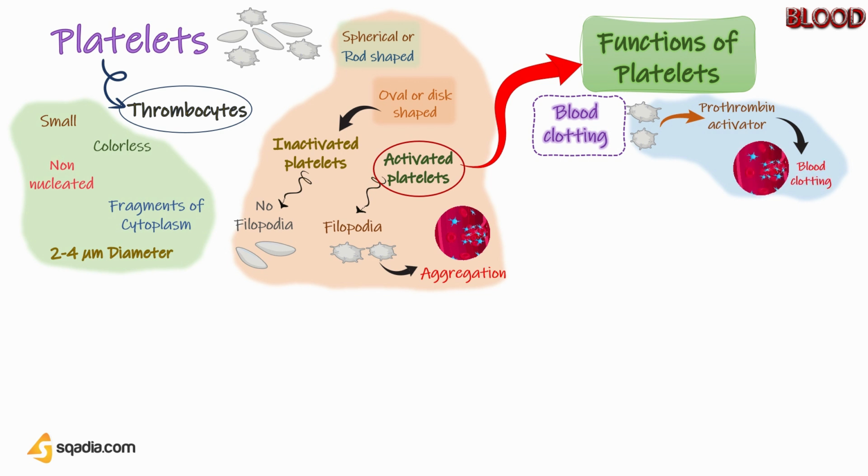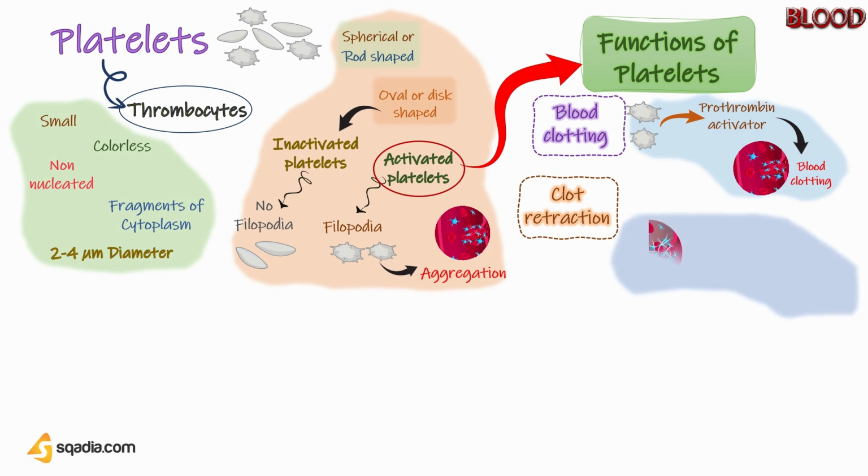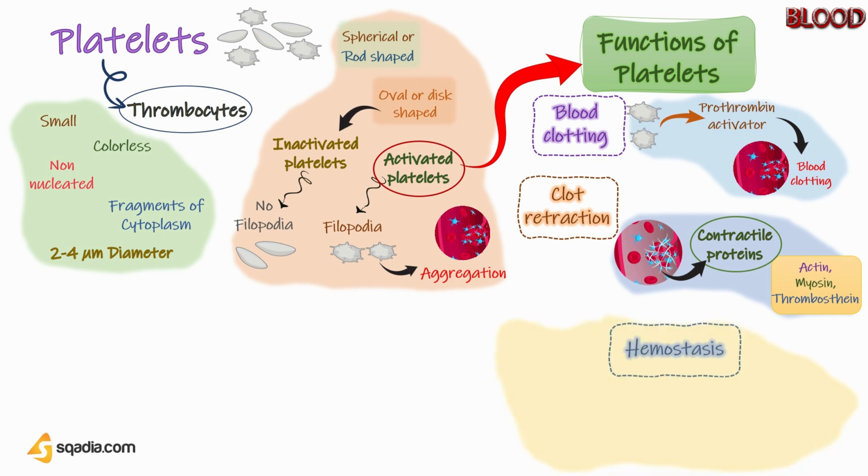Role in clot retraction. In the blood clot, blood cells, including platelets, are entrapped in between the fibrin threads. Cytoplasm of platelets contains the contractile proteins, namely actin, myosin, and thrombosthenin, which are responsible for clot retraction. So, to prevent disruption in blood flow, role in prevention of blood loss or hemostasis.